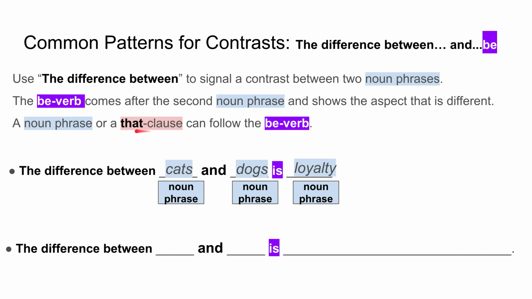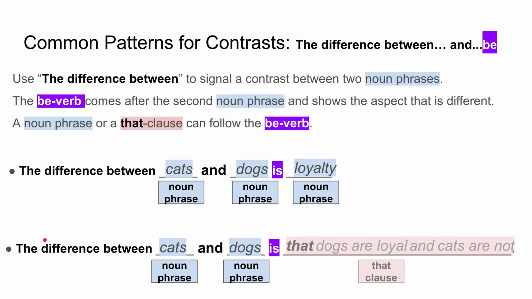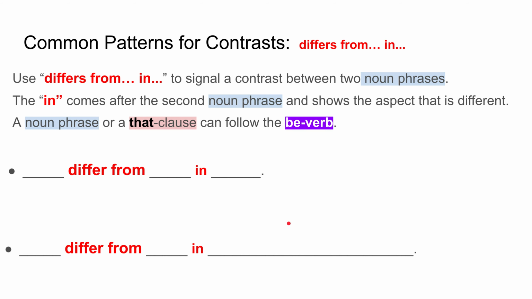As I mentioned here, I can also use the that clause after the be verb. So, for example, the difference between cats and dogs is that dogs are loyal and cats are not. So, a that clause is just a clause that starts with the word that, and again here the aspect that I am contrasting between dogs and cats is loyalty again, but I'm expanding the idea with a that clause. Let's move on now.